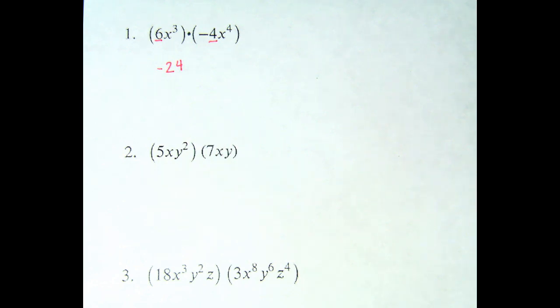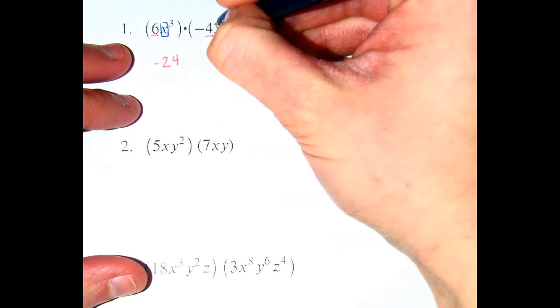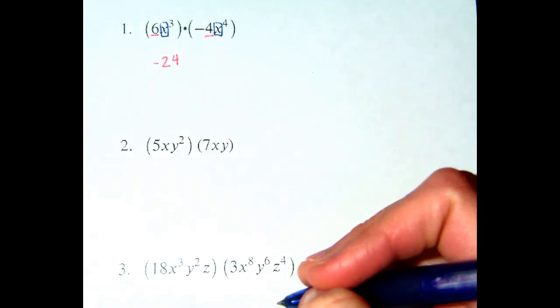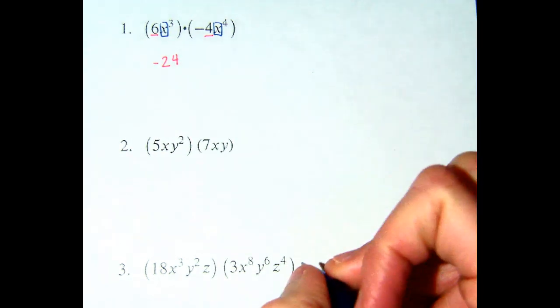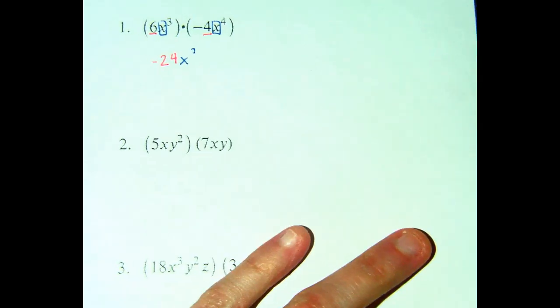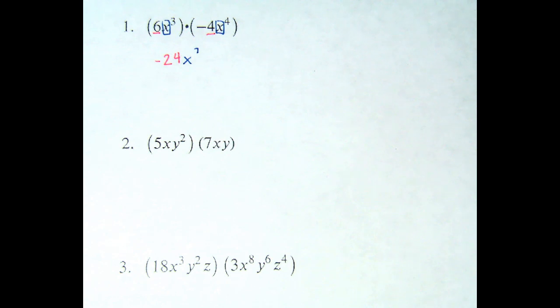Okay, then I'm looking for, I've got some variables with exponents. I'm specifically looking for the ones with the same base. Because what am I going to do with the ones that have the same base? I'm going to add those exponents, which is what you guys said a minute ago. So I have x to the, that is the answer to number 1. So at first, this is kind of a review of what we've already done in the past. So my answer is negative 24, x to the 7th.